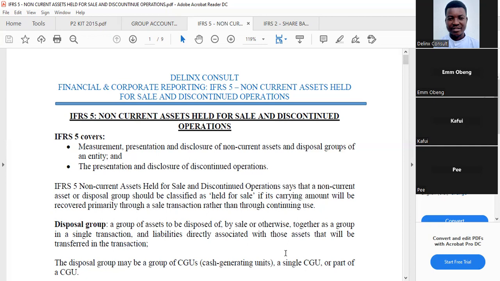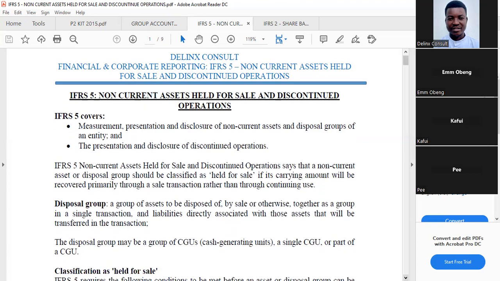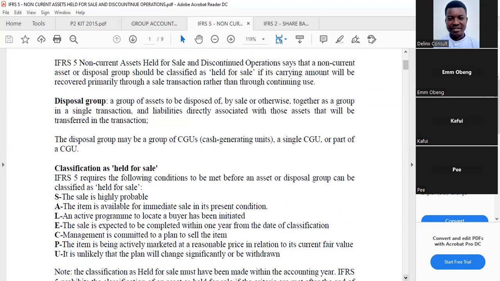What do we do if you are classifying the asset as held for sale? What are the things that you have to do? These are some of the conditions that you have to meet before classifying the asset as held for sale. In the exam, they can ask you, state 3 or 4 conditions that you have to meet before you classify the asset as held for sale. One of them is that the sale is highly probable. The sale should be within a year.